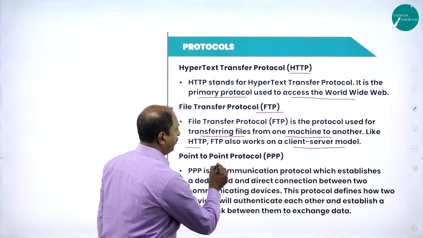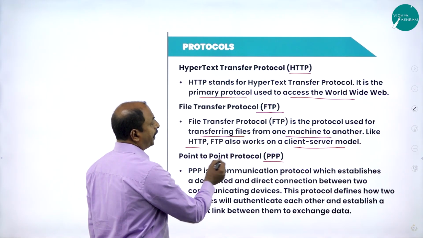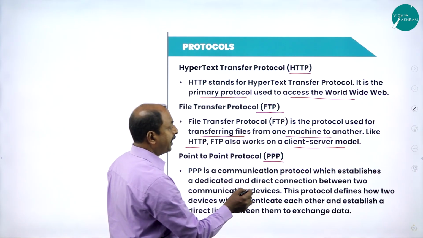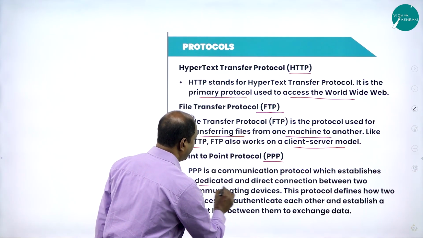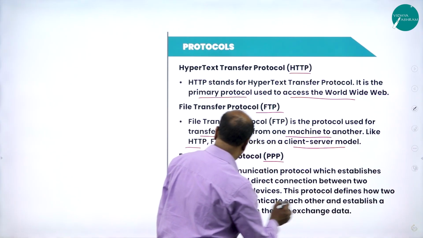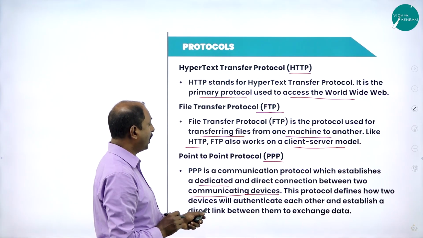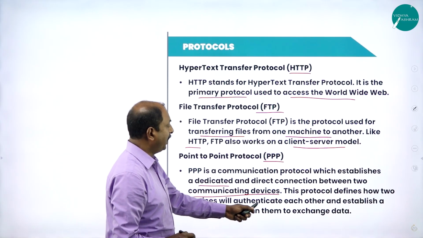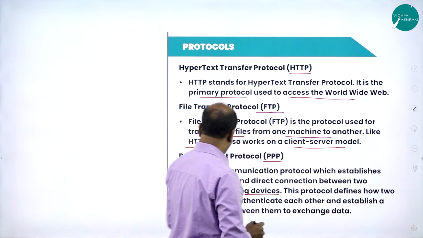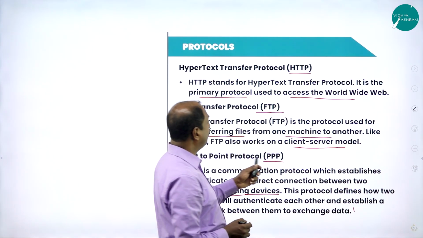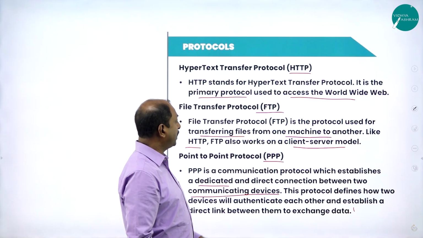Next one is PPP, or say point-to-point protocol. So this is the protocol which establishes a dedicated and direct connection between the two communicating devices. This protocol defines how two devices will authenticate each other and establish a direct link between them to exchange the data. So what's the meaning of point-to-point communication or a protocol?